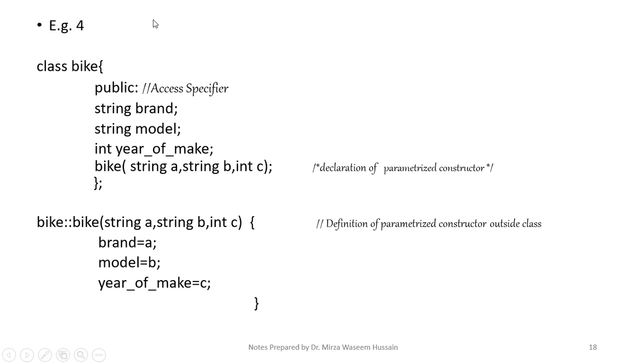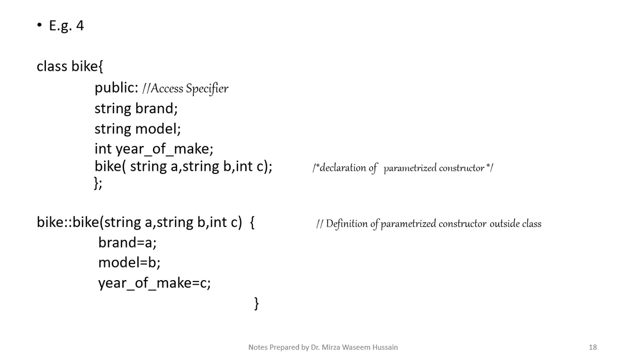Let's make it clear with the help of an example. Suppose that we have a class named bike, and the access specifier here is public, and we will declare brand.